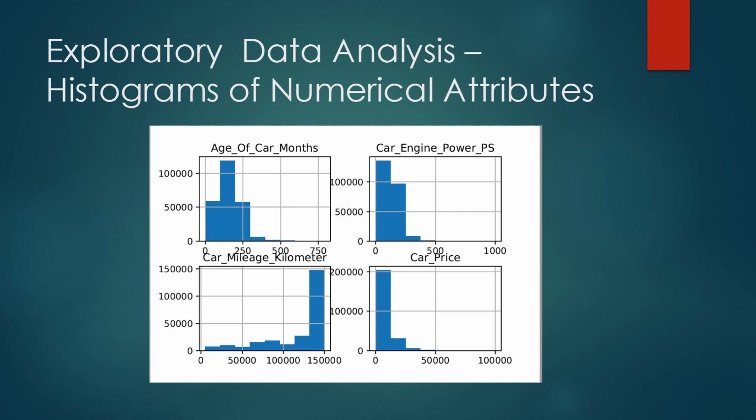Here we can see the histogram for each of the numerical attributes. It should be noted that age in months for the cars was actually computed from the month of registration and the year of registration columns. It can be observed that the age of most cars in the data set is under 250 months. Most of the car engine powers are less than 500. Car mileage is within the range of 5,000 to 150,000.